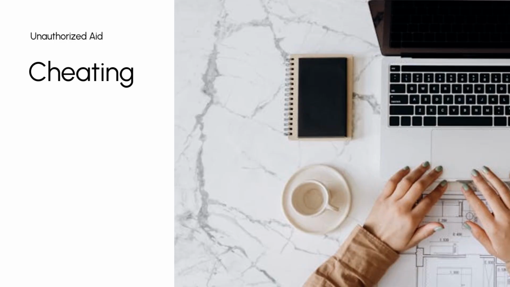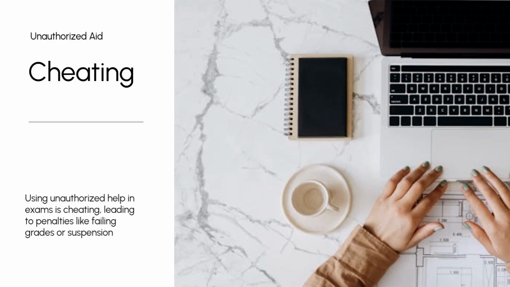Cheating involves using unauthorized materials or help. Examples include using notes during exams or copying from others. Online assistance without permission is also cheating. Consequences undermine fairness and lead to penalties. These include failing grades or suspension.